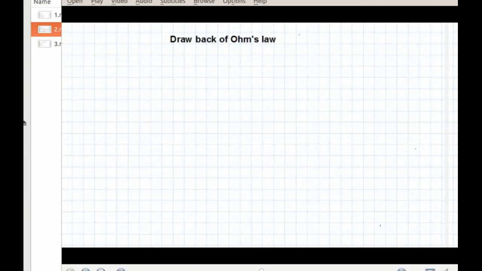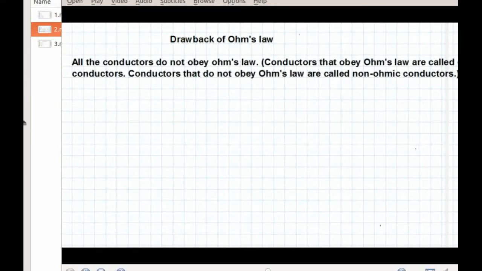Now there are some drawbacks for Ohm's law. So what are the drawbacks of Ohm's law? First, all conductors do not obey Ohm's law. The conductors that obey Ohm's law are called ohmic conductors. The conductors that do not obey Ohm's law are called non-ohmic conductors.